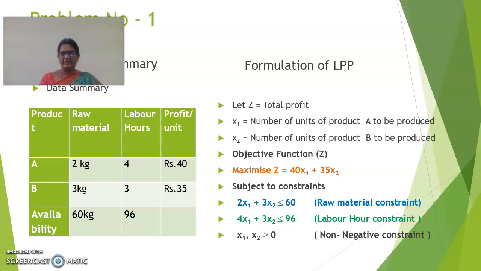This is the way we have to formulate a linear programming problem. Let me summarize it. From the statement of the problem, we have to write a data summary. After the data summary, we have to write the objective function and then what all the constraints are, and also we have to write the non-negative constraint.